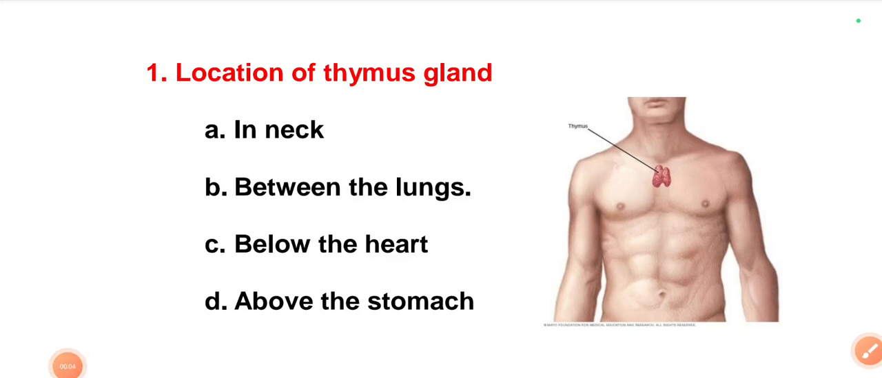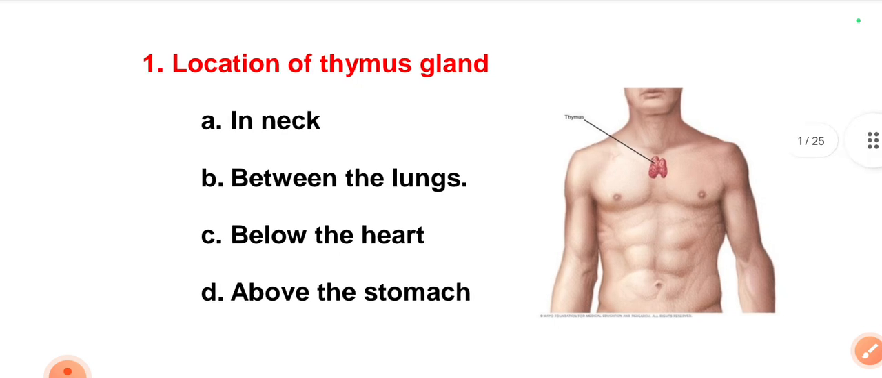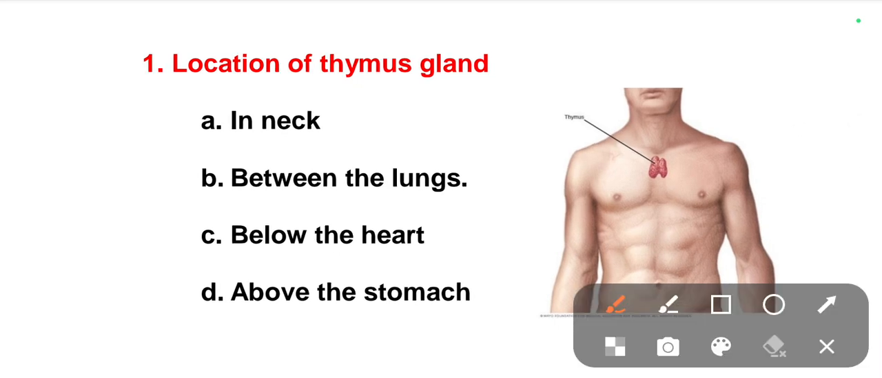Good morning everyone. Today we will see basic and important questions from the endocrine system. So the first question is location of thymus gland. Options are in neck, between the lungs, below the heart, above the stomach. The right one is option B, between the lungs.